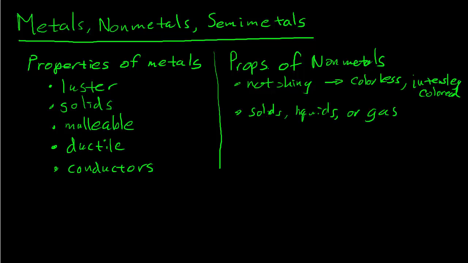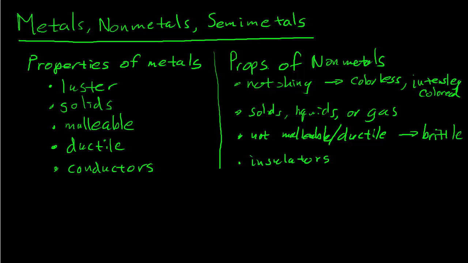So they can be solids, liquids, or gases at room temperature. So nitrogen, oxygen, fluorine are gases at room temperature. Chlorine is a gas at room temperature. Bromine is a liquid at room temperature. And iodine is a solid at room temperature. So the whole mix is in there. So they are not malleable and ductile. In fact, the solids tend to be brittle. So when you hit them with an impulsive force, they tend to splinter, shatter, or be converted into powder. And they are insulators. So they don't conduct heat very well, and they don't conduct electricity.